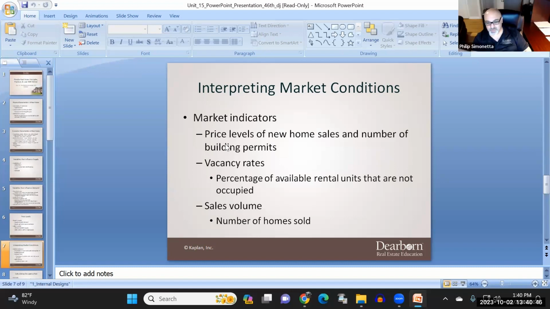And sales volume, the number of homes sold. Right now in Fort Lauderdale, the amount of sales this year compared to last year is about 800 million less, and about 30% fewer houses year over year. What does that tell you is coming? Less, right? It's going down.